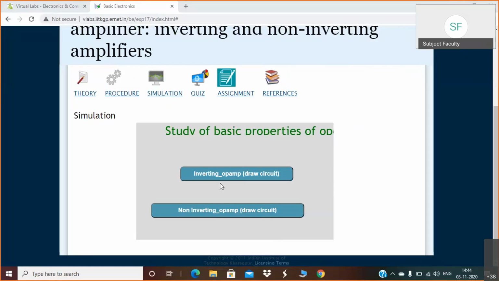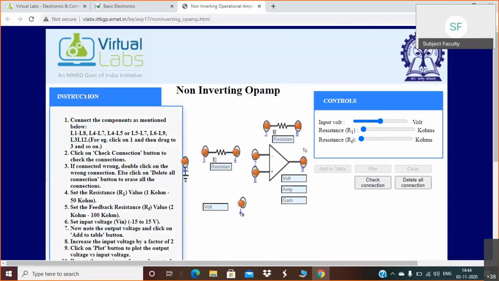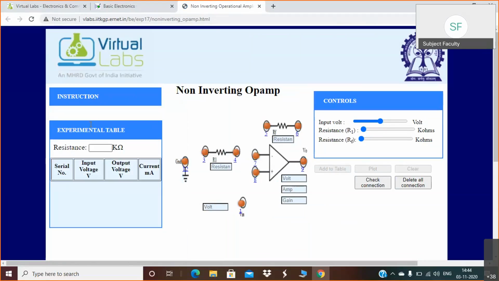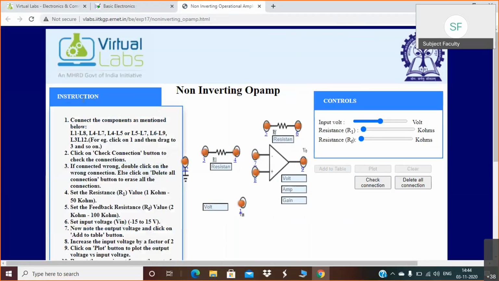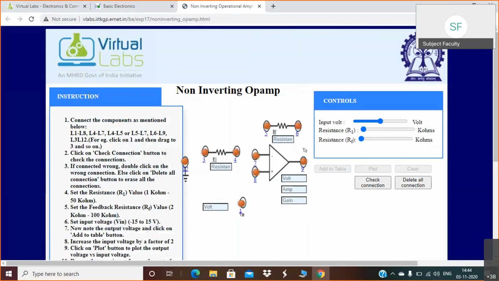Okay. So again, the next thing is non-inverting amplifier. Again, we have already completed the inverting portion. There is non-inverting amplifier. So I have clicked on that. Again, one window will appear. This is experiment table. You can observe these are experimental table. Again, by going to this instruction, instructions are already there. How to connect, right? You have to just go to the instruction, and the instructions will be there.